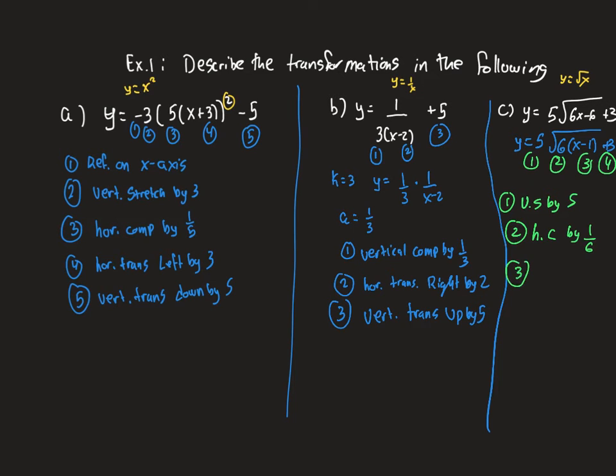And number 3, it's a negative 1 on the inside, so this is a horizontal translation to the right by 1. Finally, you have a plus 3, so this is a vertical translation up by 3.